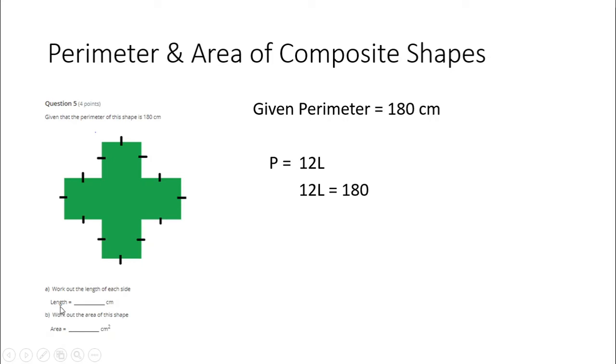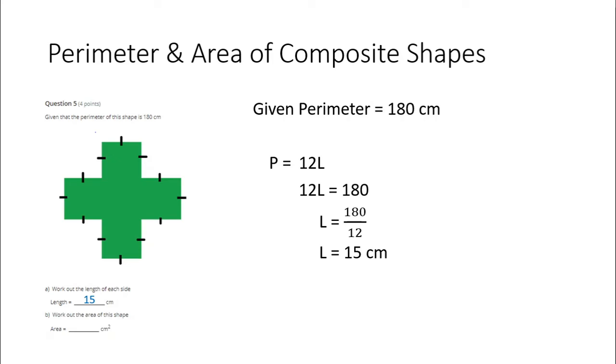To find out the length of one of these sides, we're just going to have to divide the 180 by 12 to get the L on its own. Opposite of multiplying by 12 is divide by 12. So L will be equal to 15 centimeters. Now most of you, I'm sure, got that right.